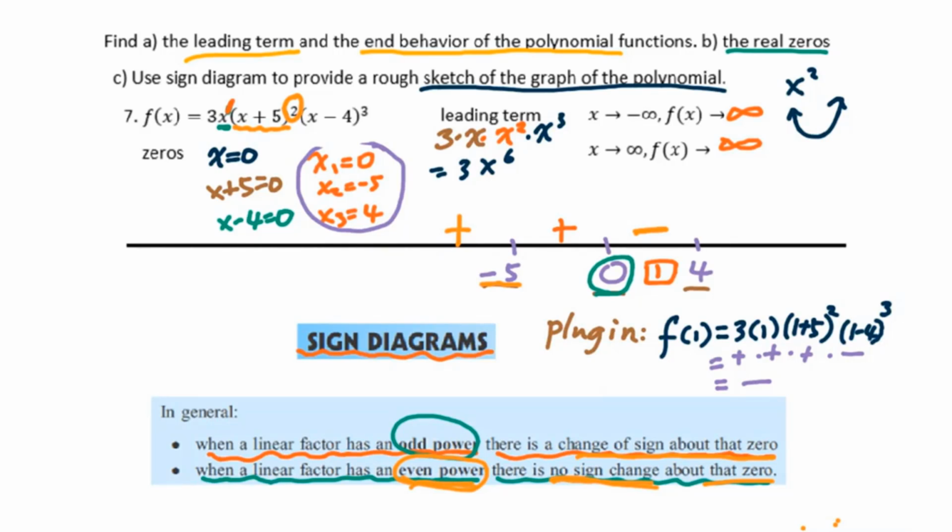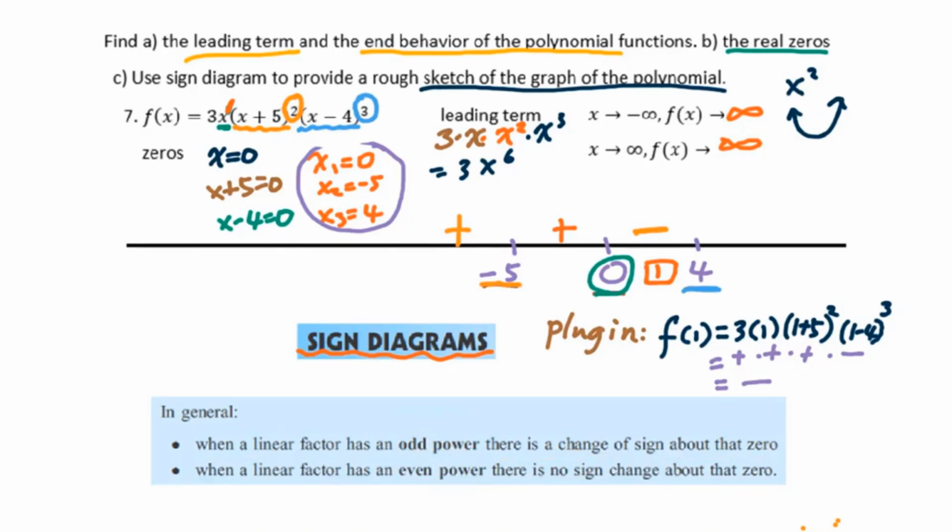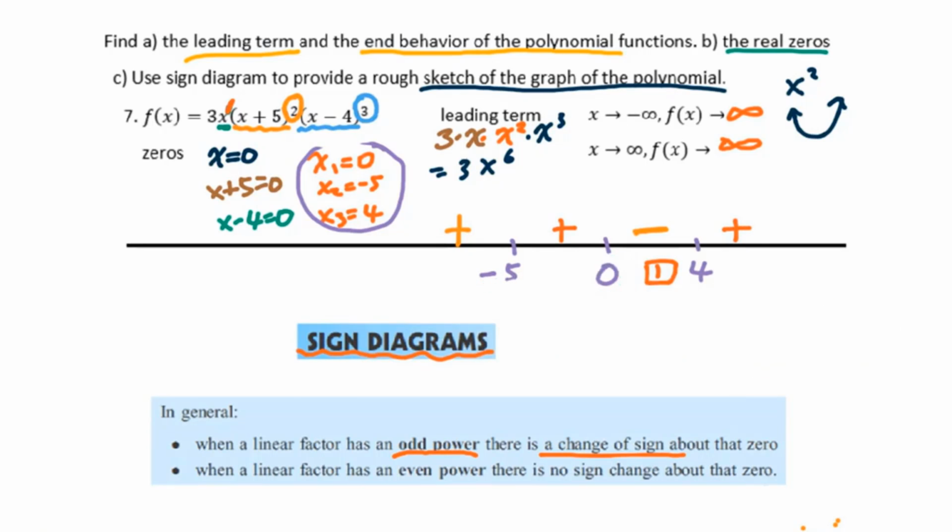Now let's go to this 4. Check this factor: it is a third power, which is an odd number. According to the rule, this factor has an odd power, so there is a change of sign. Therefore, this is positive. After we decide the sign for this number line, then you can sketch the graph of the polynomial.